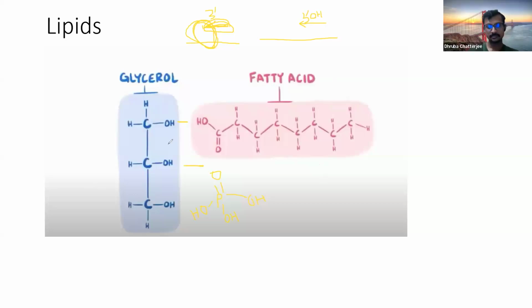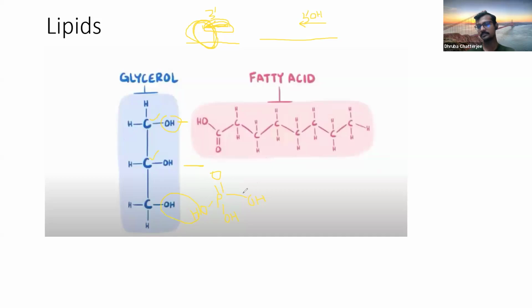So in case of glycerophospholipids that I was mentioning, you have two fatty acid chains which are joined to two carbons of the glycerol, because of formation of ester bonds between the fatty acid and the glycerol. And at the third carbon, one ester bond is formed between the phosphate and the glycerol moiety.